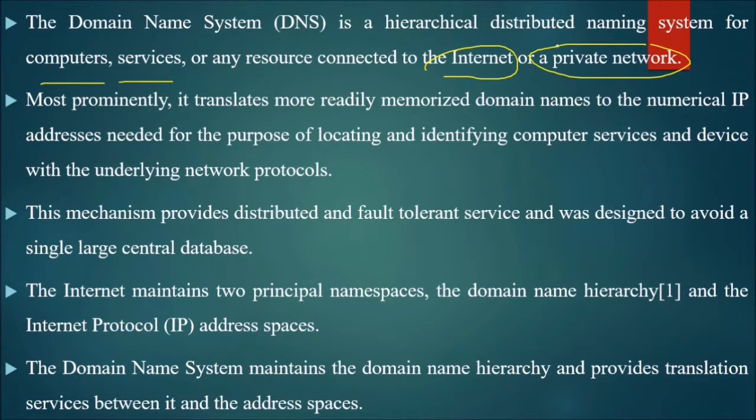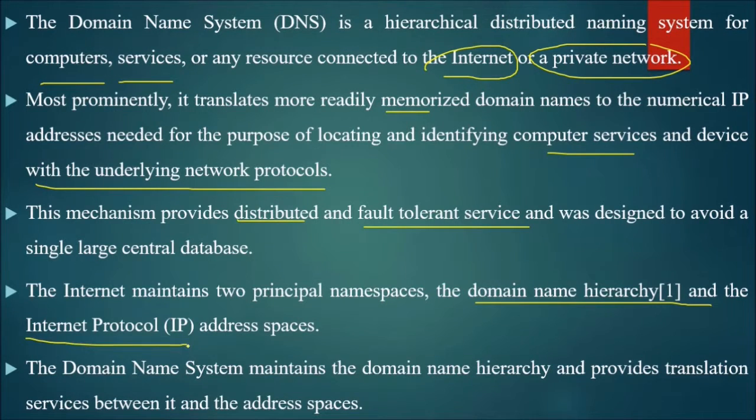or a private network. Most prominently, it translates more readily memorized domain names to the numerical IP addresses needed for the purpose of locating and identifying computer devices with the underlying network protocols. This mechanism provides a distributed and fault-tolerant service and was designed to avoid a single large central database. The internet maintains two principal namespaces: the domain name hierarchy and the IP address space. So the domain name system maintains the domain name hierarchy and provides translation service between it and the address spaces.